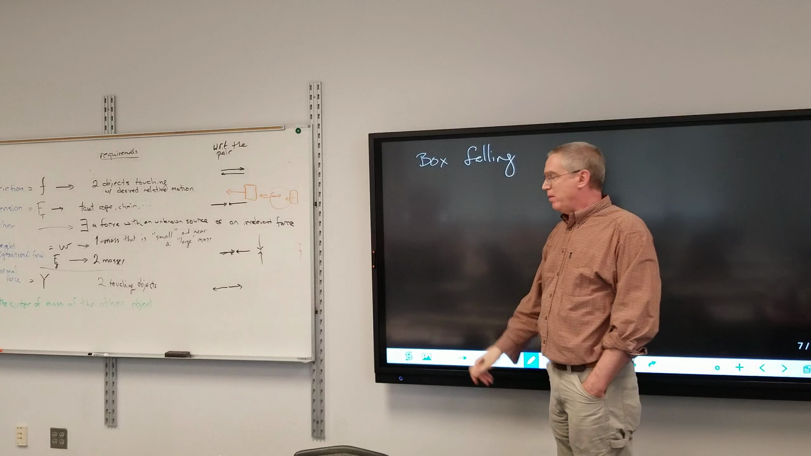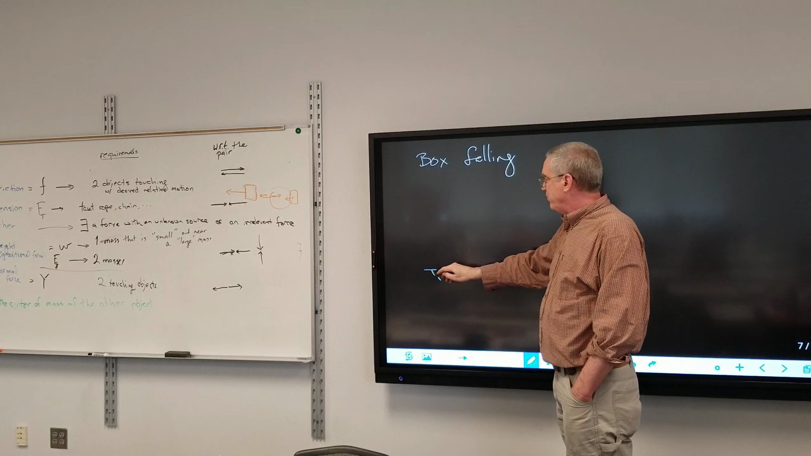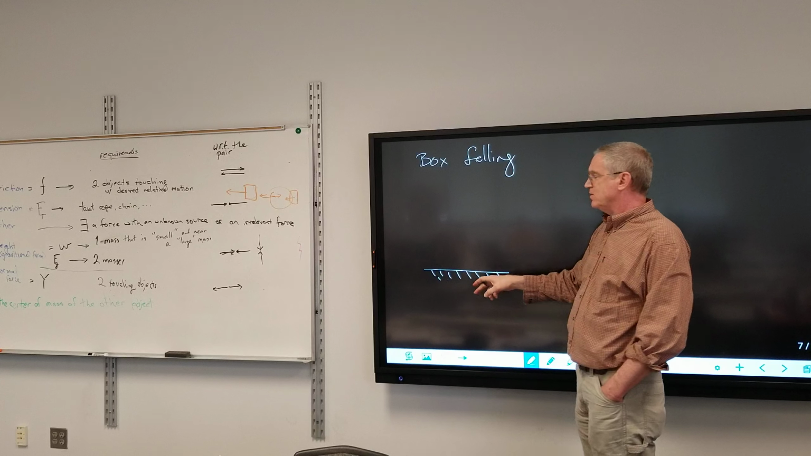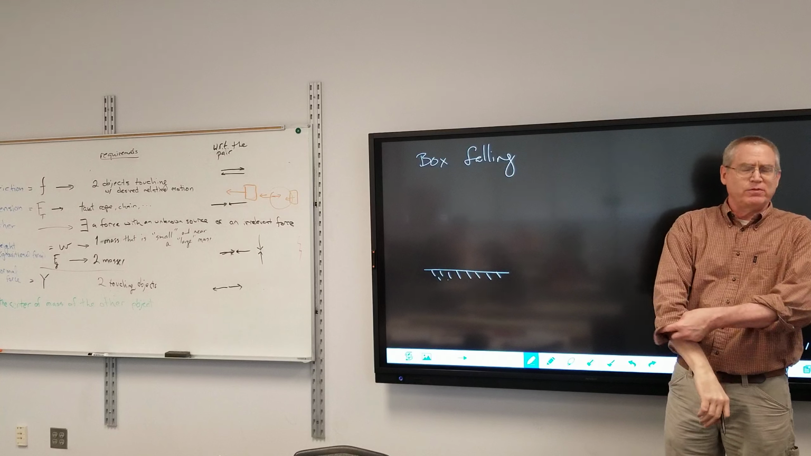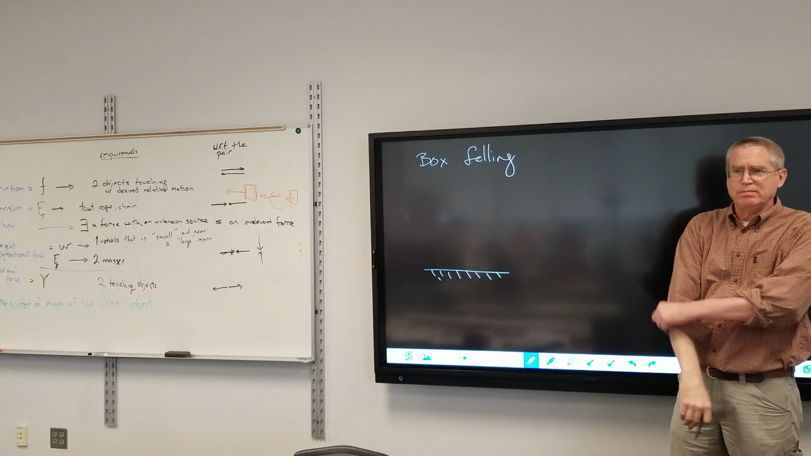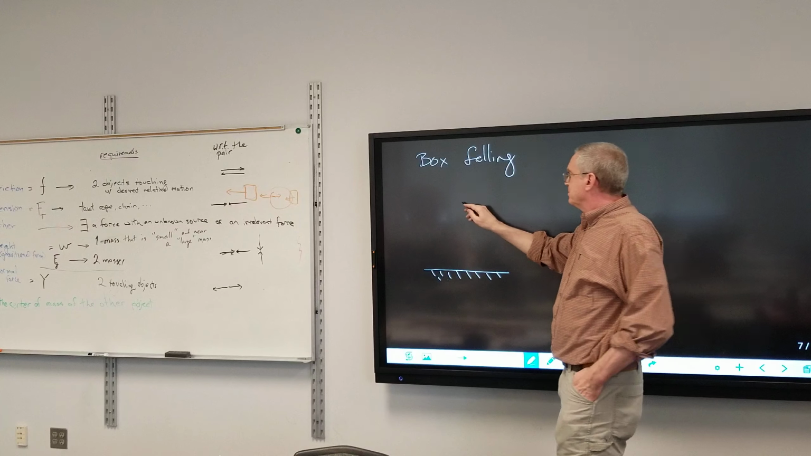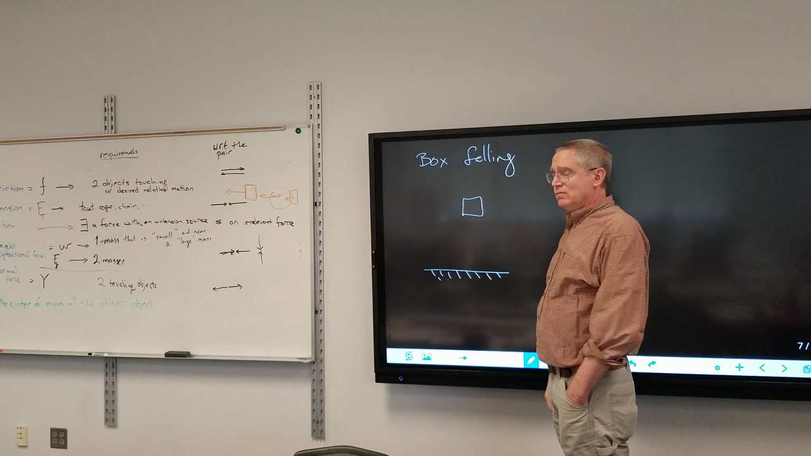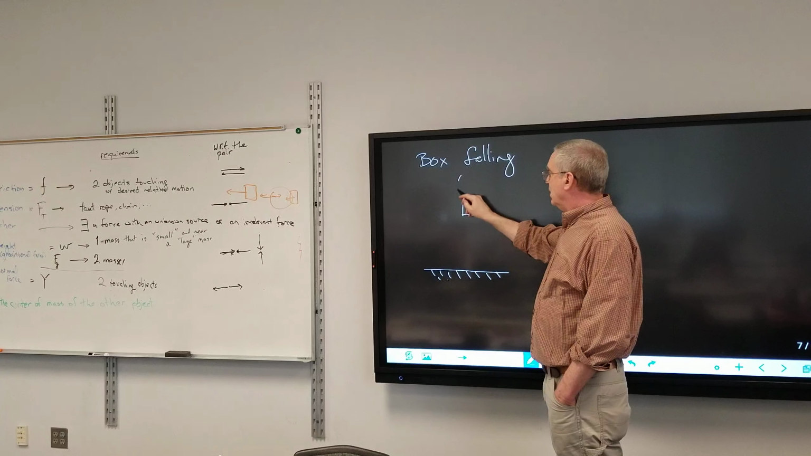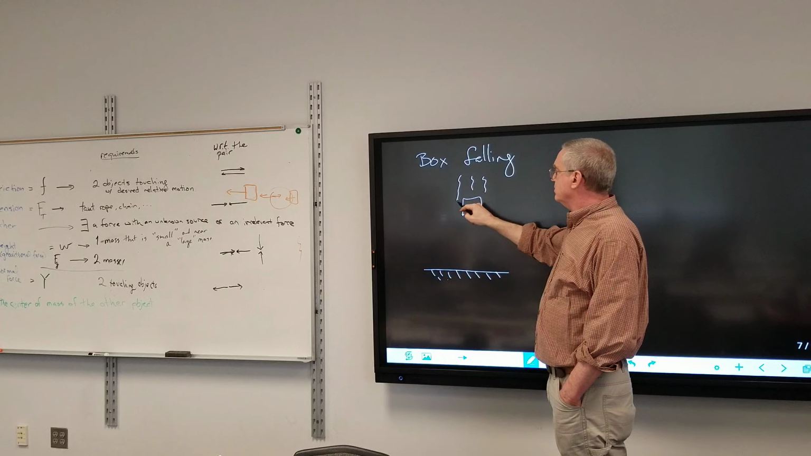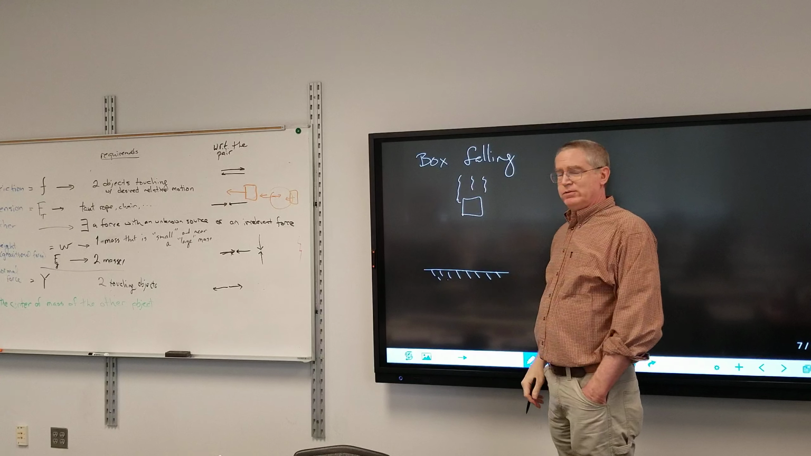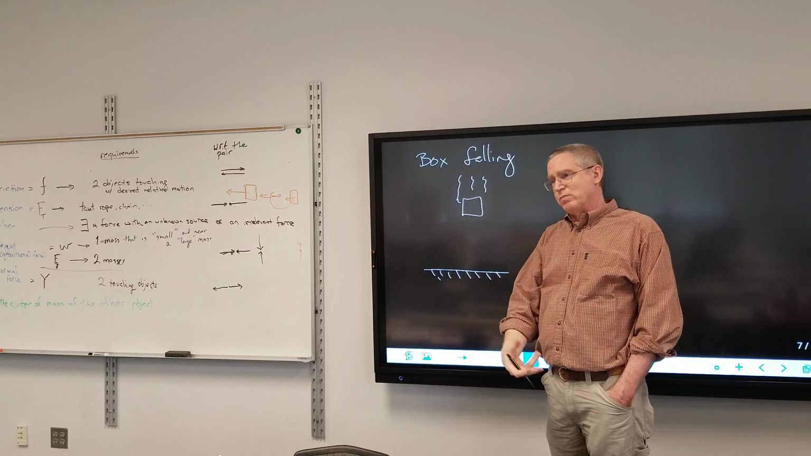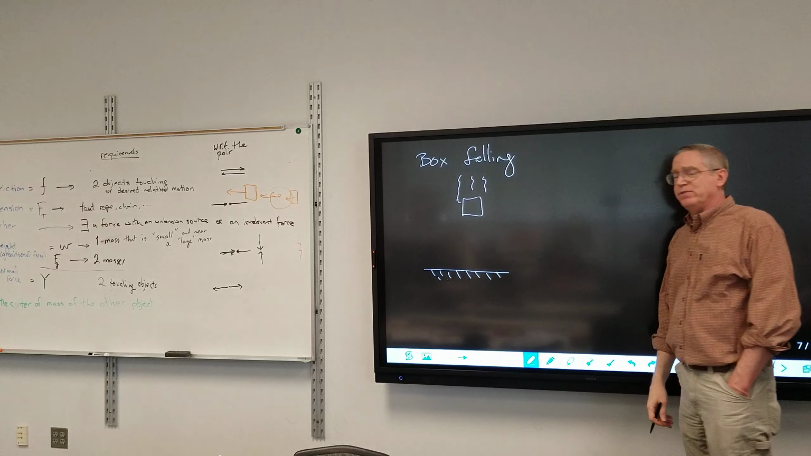First, I'm gonna draw the problem. I have ground. If we see little hash marks like this, it means that we're assuming that, for the sake of the problem, it's not moving. The ground is at rest. And I have a box falling. Not that we're dealing with air resistance here, but that little trail's there to indicate some sort of motion. So this is box falling.